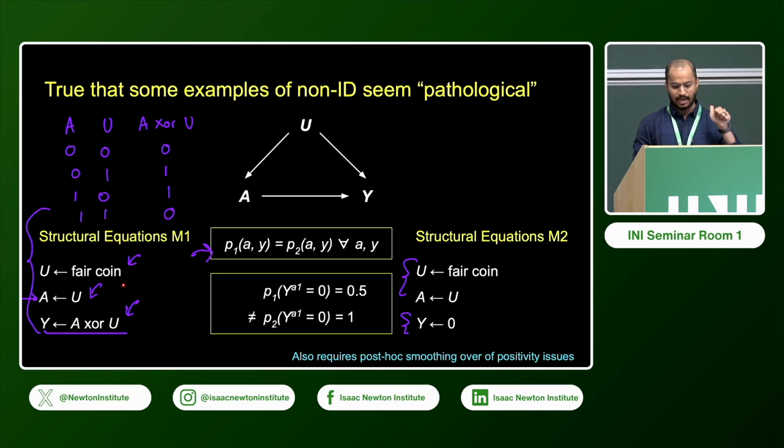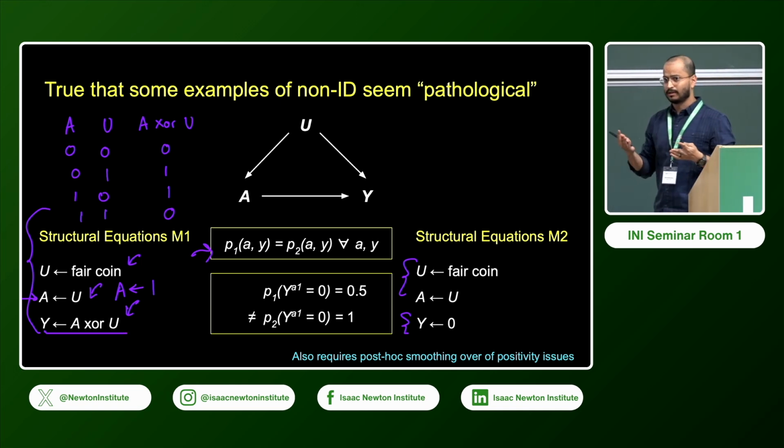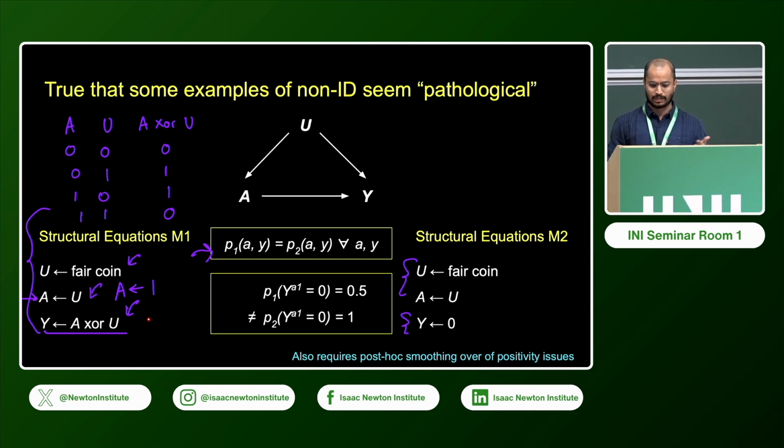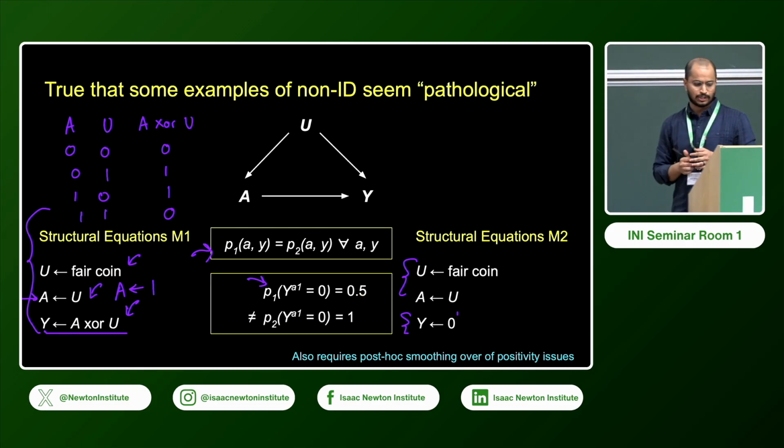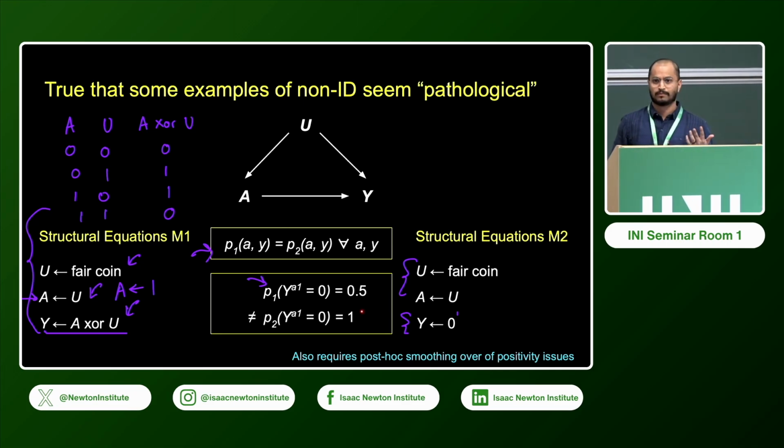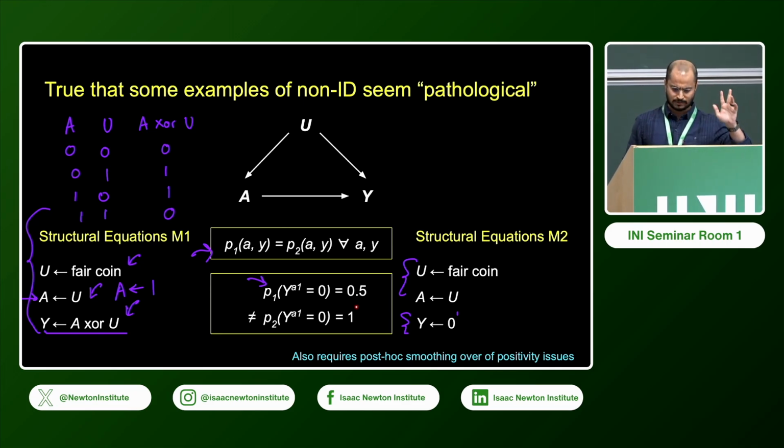However, if I go ahead and intervene, so if I say, okay, A is no longer just U, I set A to be 1, now Y has a 50% chance of taking on value 1 in this model, 50% chance of taking on value 0. So that means that this causal parameter is 0.5. But in this one, since Y is just always equal to 0, the probability of Y^{A=1} equals 0 is actually just 1. Okay, so they disagree on the causal parameters. And that's the whole proof.